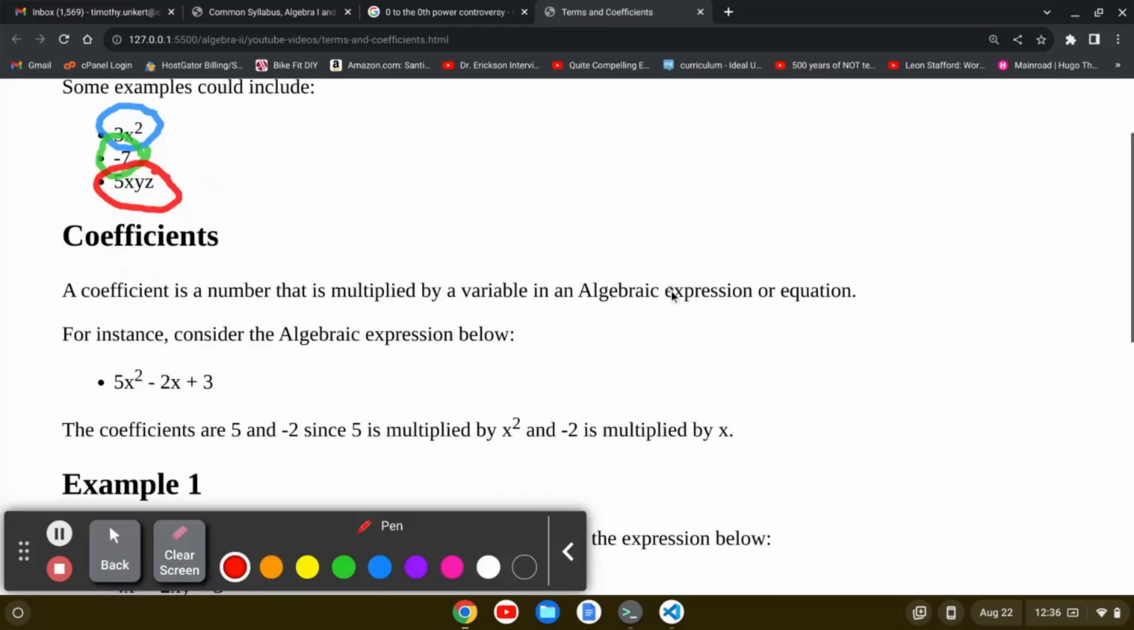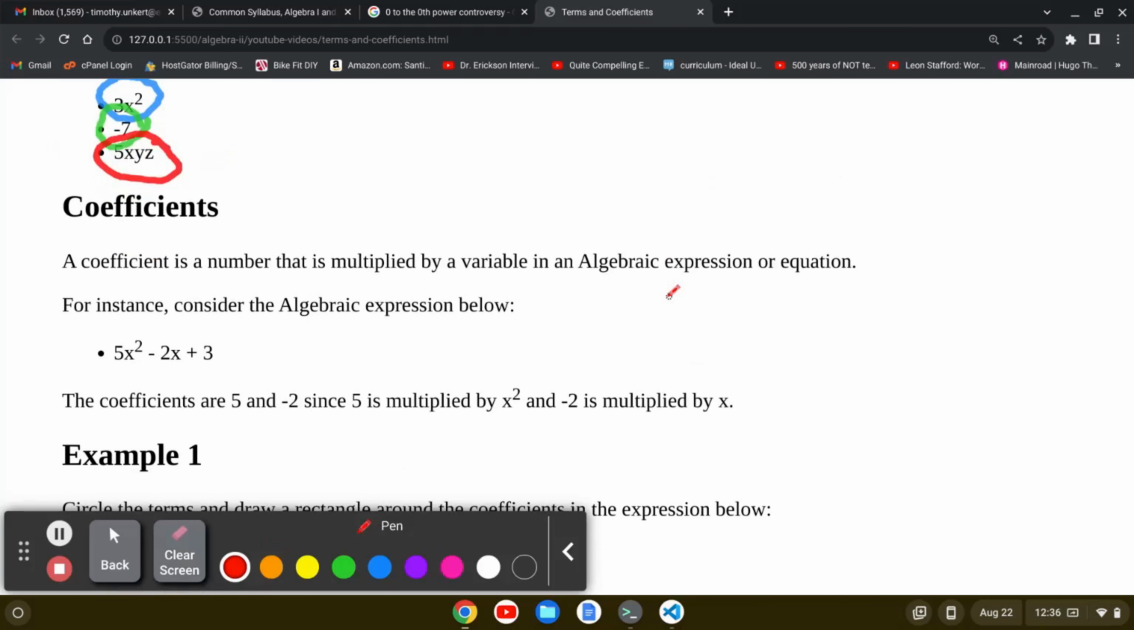Okay, so what are coefficients? Well, a coefficient is a number that is multiplied by a variable in an algebraic expression or equation. So if we have this expression here, 5x squared minus 2x plus 3, the coefficients are 5. Draw a rectangle around that. So 5 is one, and then negative 2 is another.